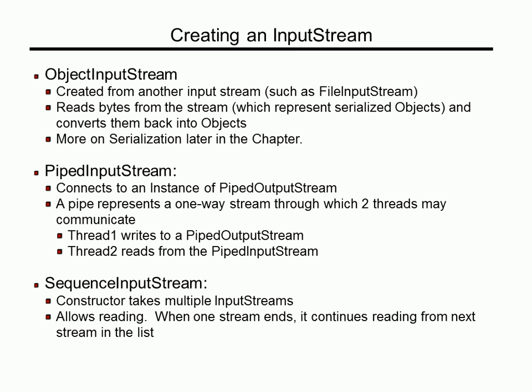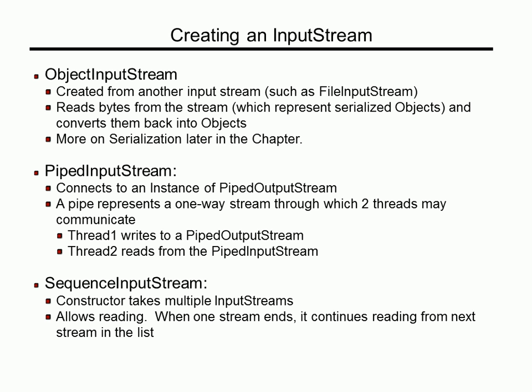Now you have the ObjectInputStream. We use it to work on objects. We will talk about serialization after this slide. It's created from another input stream, such as the file input stream. We use bytes from the stream which represent the serialized object. I'll come to serialization. Just know that ObjectInputStream and ObjectOutputStream are usually used for serialization. And serialization has to do with the state of an object. We'll come to that.